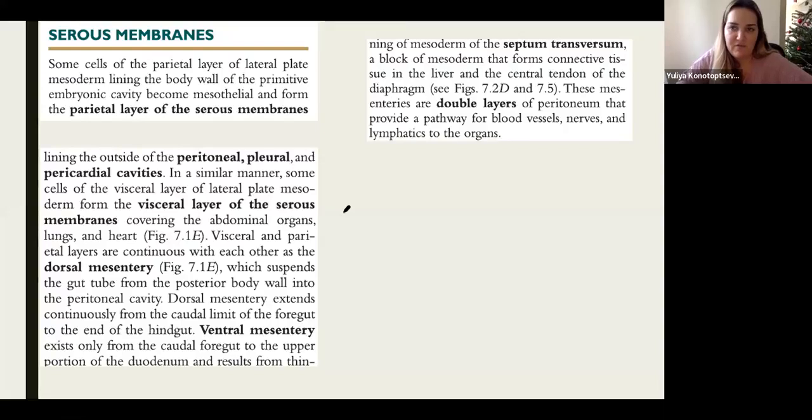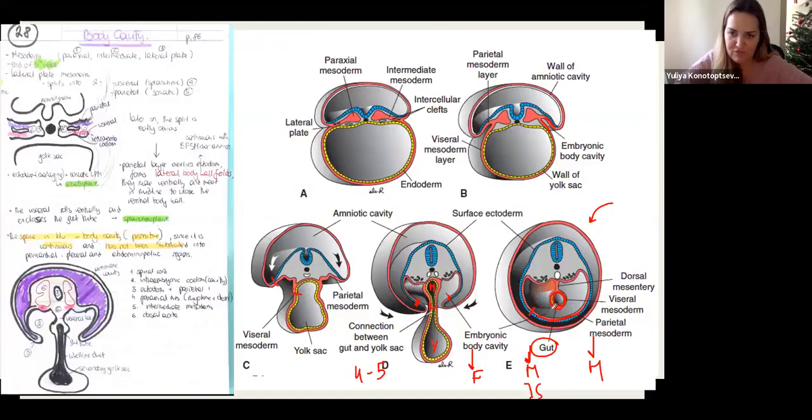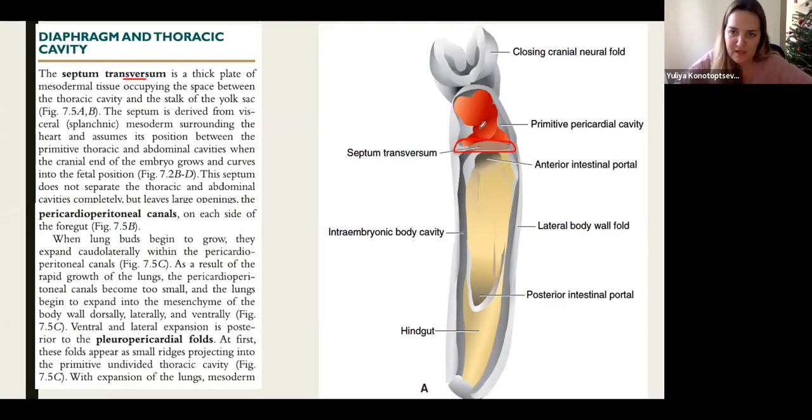Serous membranes, everything we know here, the parietal, the visceral. We're reaching the septum transversum. The septum transversum is going to be this thick brick of mesoderm. It is visceral mesoderm. The purpose of the septum transversum is to divide your newly formed cavity, which you have just formed thanks to the fusion of the somatopleures, into the thoracic and abdominal.